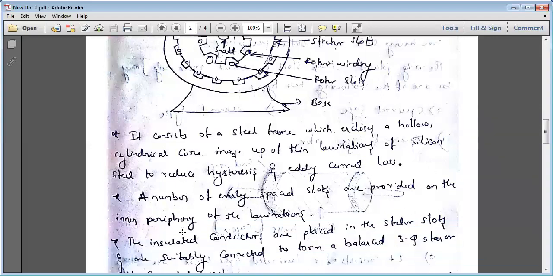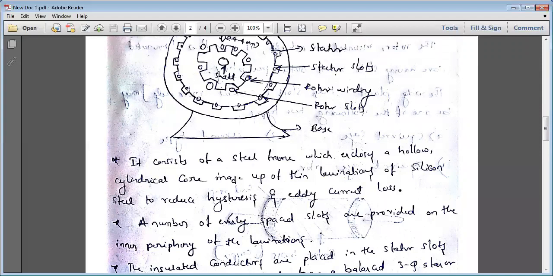And the next point is that a number of evenly spaced slots are provided on the inner periphery of the laminations. Here you can see in the diagram, this is the inner periphery of the laminations, where the number of slots are made based on the capacity or size of the machine.